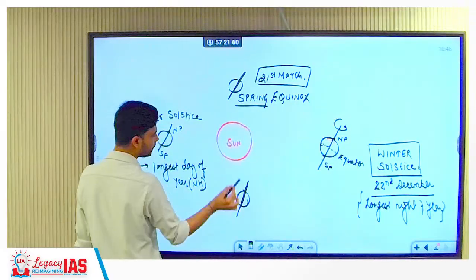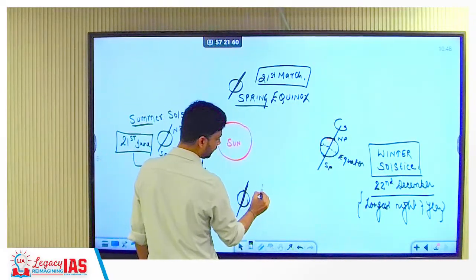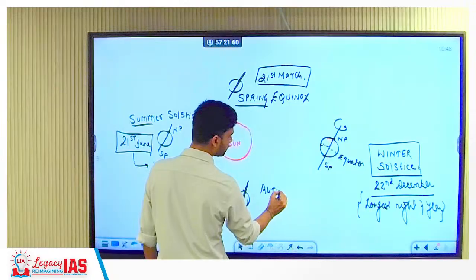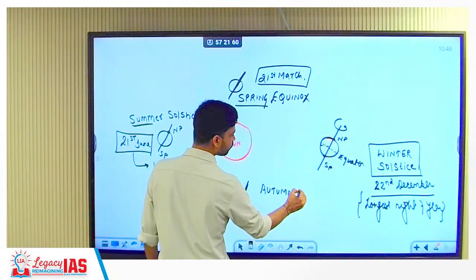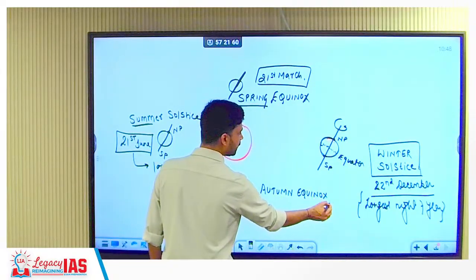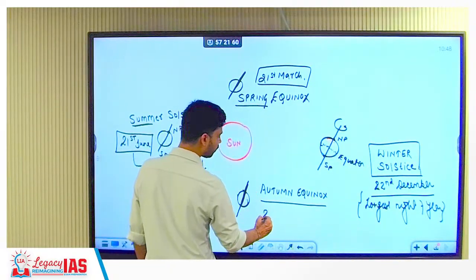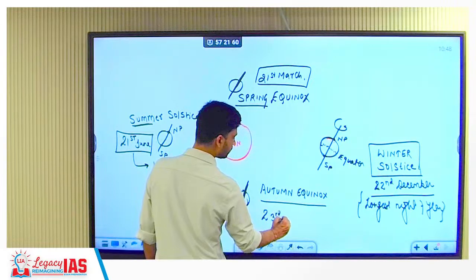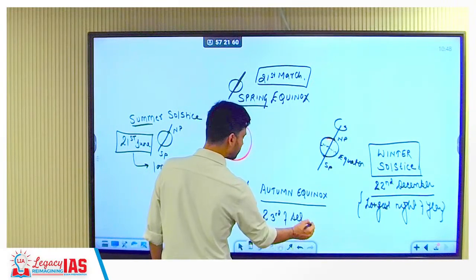Which season will come after the summer season? We have between summer and winter. The season is referred to as autumn. So autumn, again equal distribution. Thus what term will we use? Equinox. Autumn equinox, observed around 23rd of September.